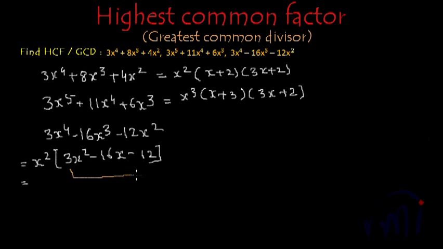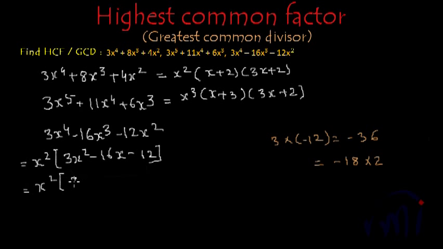We will multiply this 3 and minus 12. When 3 gets multiplied by minus 12, we get minus 36. And now we have to find the factors of minus 36 in such a way that we get minus 16 by adding those two factors. So the factors of minus 36 can be minus 18 and 2. When these two factors we add, we'll get minus 16. So this expression can be rewritten as x square multiplied by 3x square minus 18x plus 2x minus 12, right?